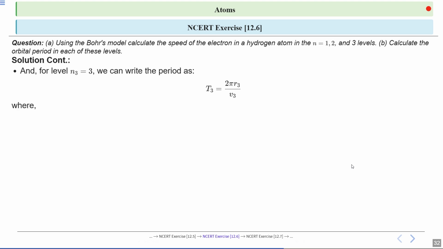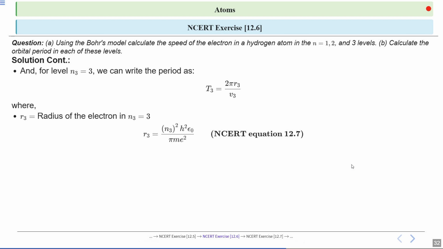Let's clarify what each variable means. So r3 stands for the radius of electron's orbit, where n equals 3. In the Bohr model, the radius increases as n squared. So the third orbit is much larger than the first. Now let's look at the formula. R3 equal to n3 squared times h square times epsilon naught divided by pi times m times e squared. Here n3 is the principal quantum number.